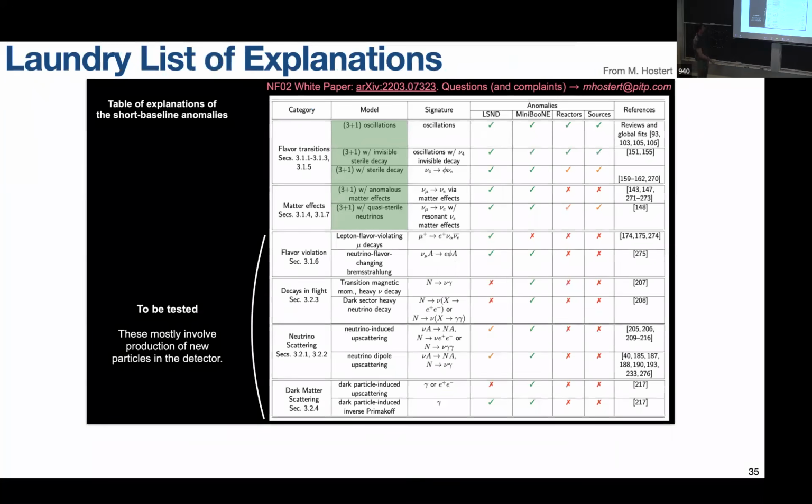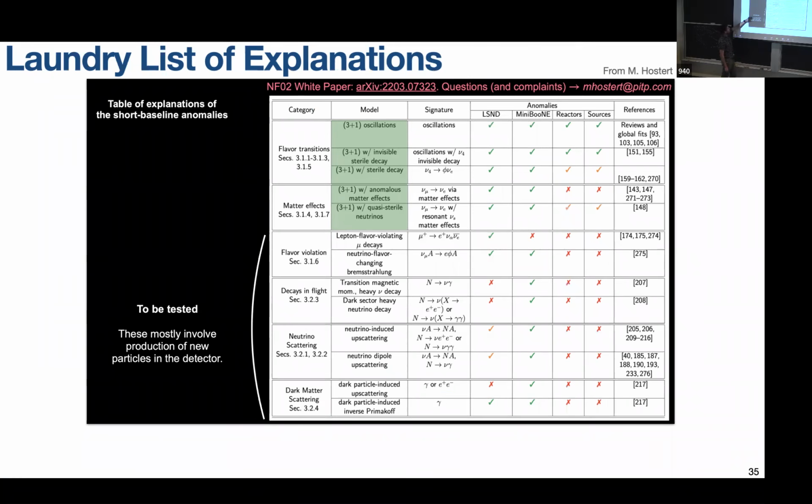I was part of an effort during Snowmass to tabulate all of these, even give scores to different models corresponding to different data sets. It was a lot of work, but there are some models that seem to do okay, that still evade constraints from things like MicroBooNE, that will be tested over time.